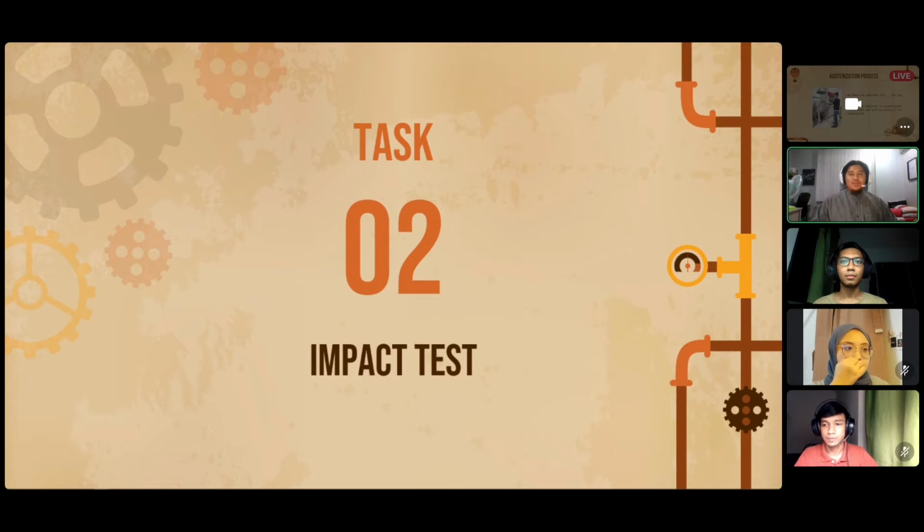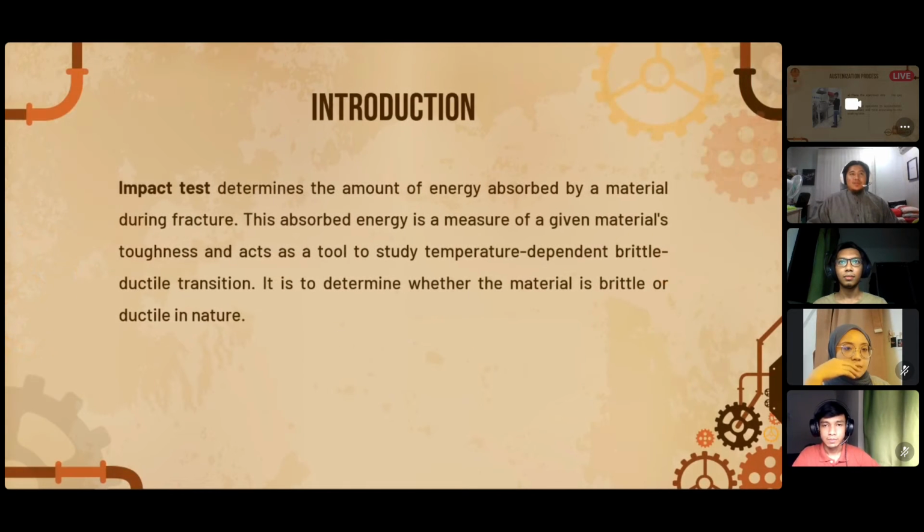Task 2, impact test. Impact test determines the amount of energy absorbed by a material during fracture. This absorbed energy is a measure of a given material's toughness and acts as a tool to study the temperature-dependent brittle-ductile transition. It is to determine whether the material is brittle or ductile in nature.